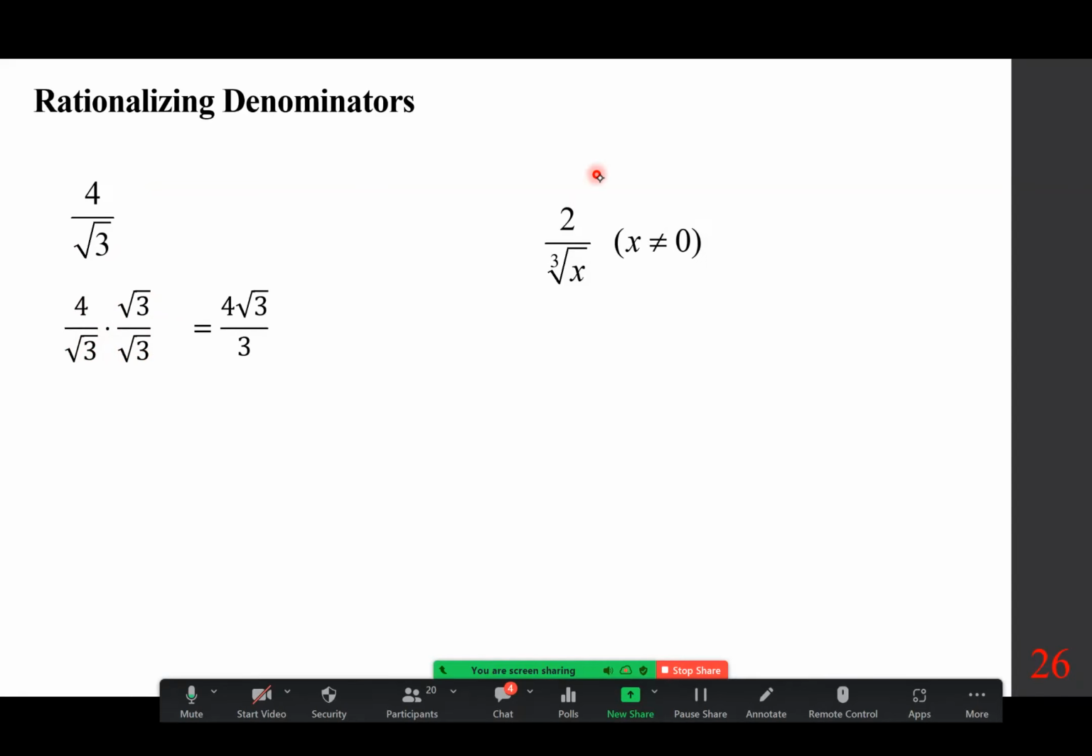What do we do here? Remember what we want. We wanted this to come out, so we want x to come out. But if it's a cube root, and we have x to the power of 1 inside, we need to multiply it by cube root of x to the power of 2. And that's really the key. You are going to multiply by cube root of x squared, the top and the bottom, and the bottom comes out as x.